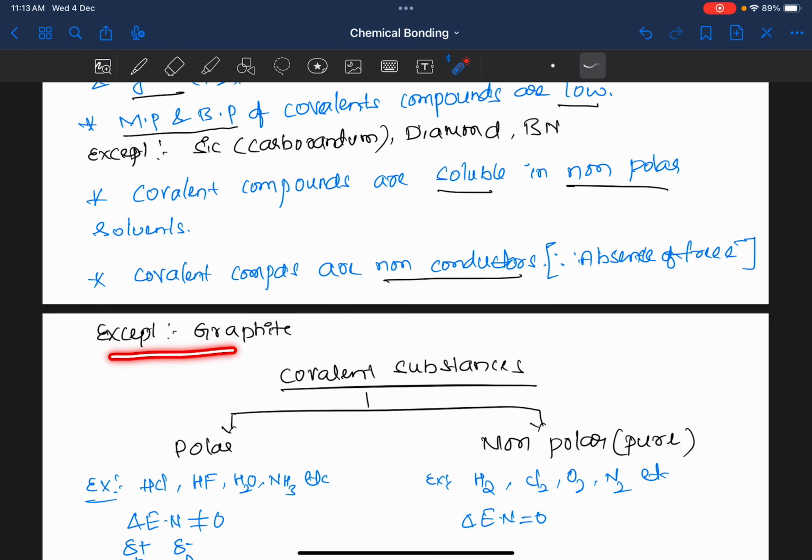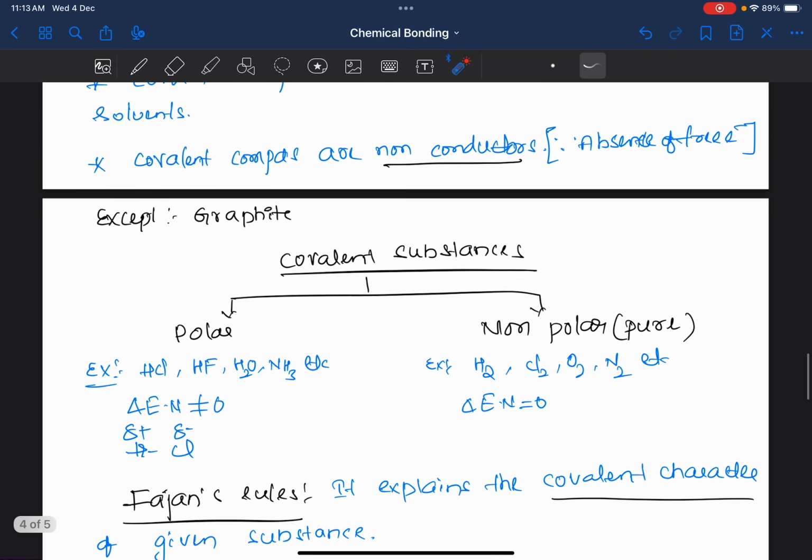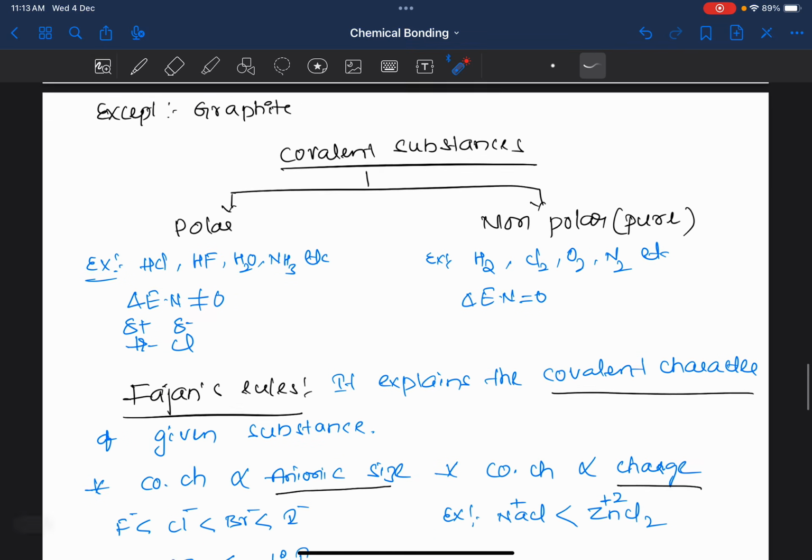Again, here an exception case is there: graphite. In graphite, one free electron is present, therefore it acts as a conductor. But the common point is that covalent compounds are non-conductors.